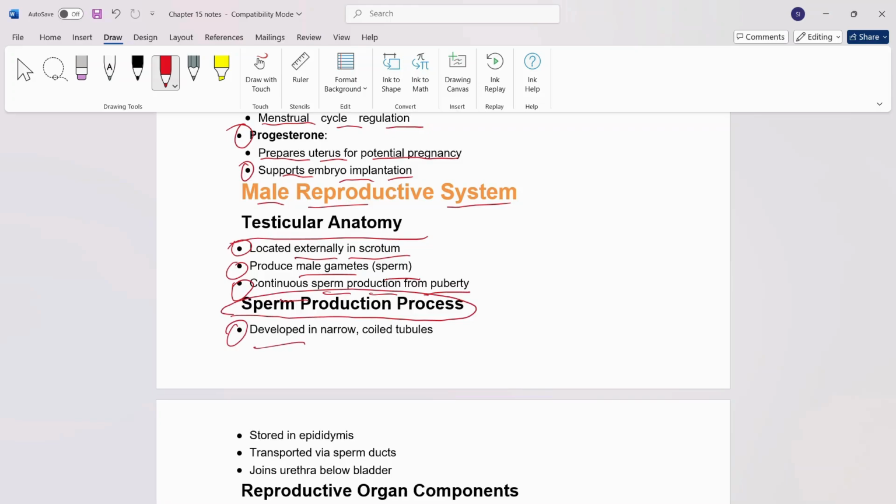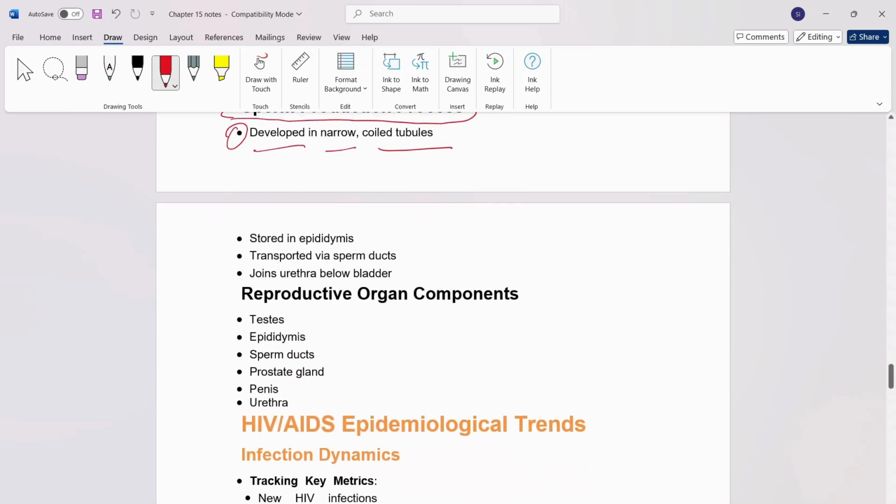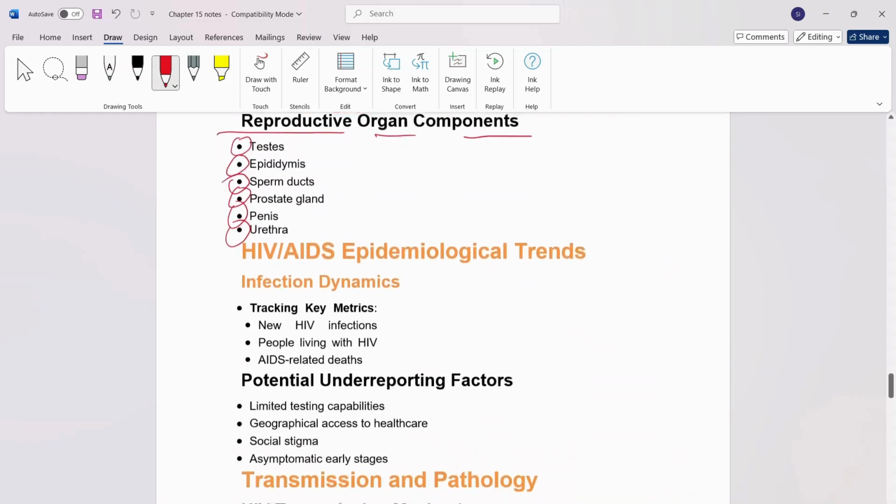Next we have sperm production process. Sperm is developed in narrow coiled tubules, stored in the epididymis, and transported via sperm ducts, which join the urethra below the bladder. Reproductive organ components include testes, epididymis, sperm ducts, prostate gland, penis, and urethra.